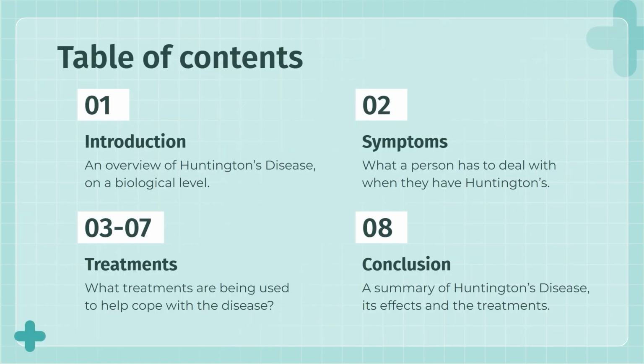In this presentation, I'll be going over four main topics. The first one is the introduction. The introduction will go over a basic overview of Huntington's disease on a biological level. Next, we'll move on to the symptoms. The symptoms are what a person has to deal with when they have the disease.